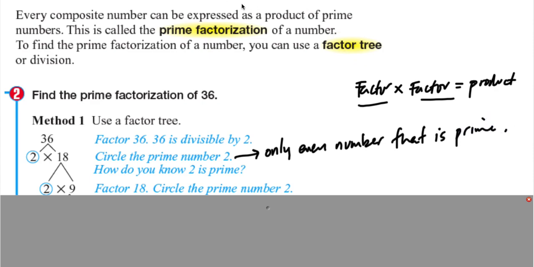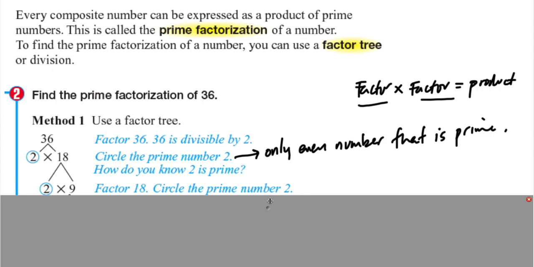All other prime numbers are odd. Okay, so let's get two factors of 18. We know it's even, so it's not prime. Okay, 2 times 9, circle 2 again because that's prime. Okay, we know that 9 is not prime because other factors of 9 are 3 and 3.